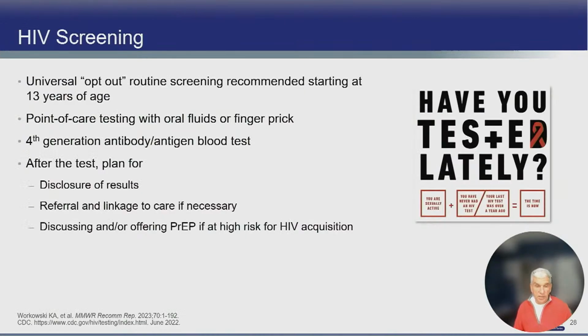For HIV screening, it used to be that there was a universal opt-out at 13 years of age, but now there are fourth generation antigen-antibody tests and point of care testing. It's important after you get the test to discuss those results with the patient and to make that as transparent a process as possible.